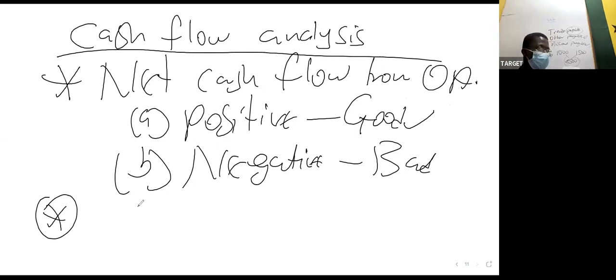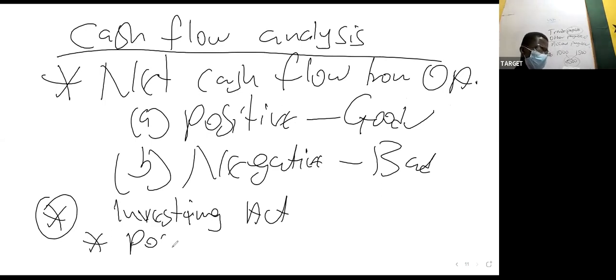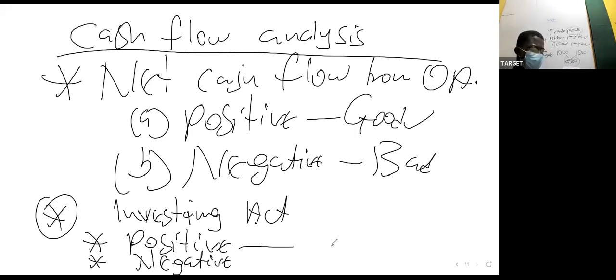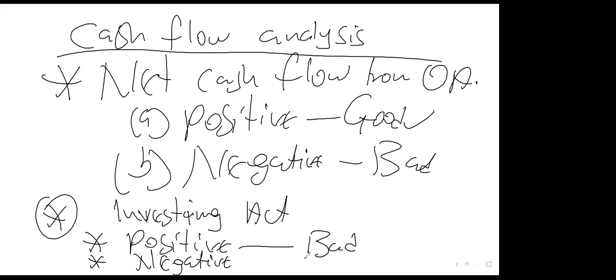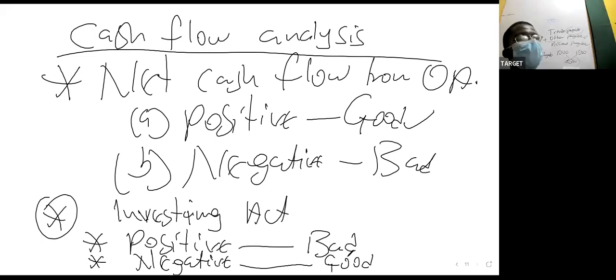Check cash flow from where? Investment activity, right? Investing activities. That one, in fact, we have positive and negative. Positive is bad. Negative is good. Wow. Simple as that. Why? Let me explain.